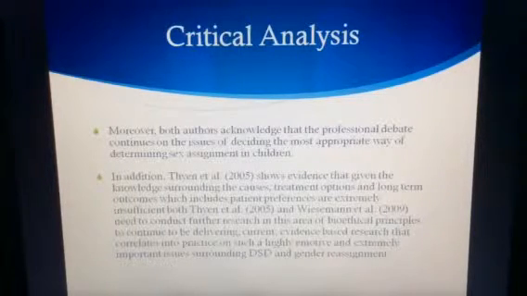Both Thine et al. 2005 and Weissman et al. 2009 need to conduct further research in this area of bioethical principles to continue delivering current, evidence-based research that correlates into practice on such highly emotive and extremely important issues surrounding DSD and gender assignment.